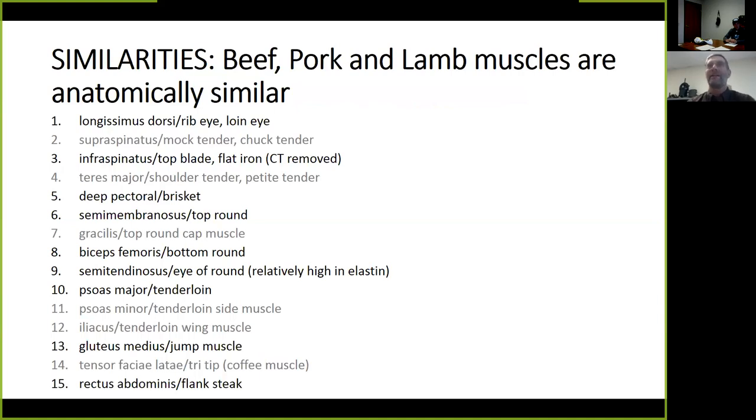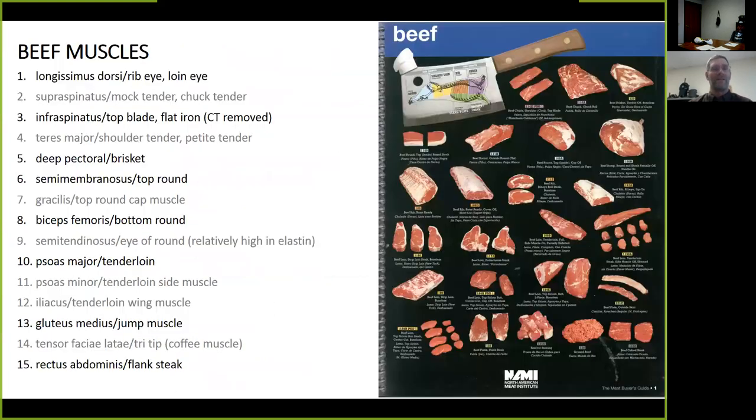So now, let's take a look at the similarities between the beef, pork, and lamb muscles, okay? They're the same. So it doesn't matter if we're talking about beef, pork, or lamb, they all have the same muscles. That's good for us. So when we identify cuts, we only have to know one set of muscles, one set of bones, and that's going to help us identify those cuts.